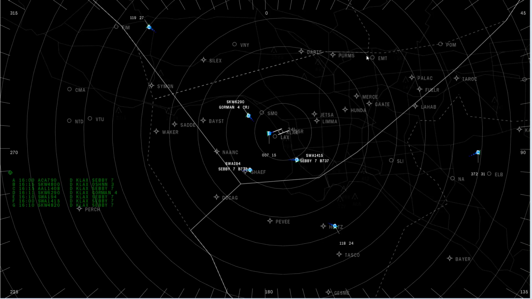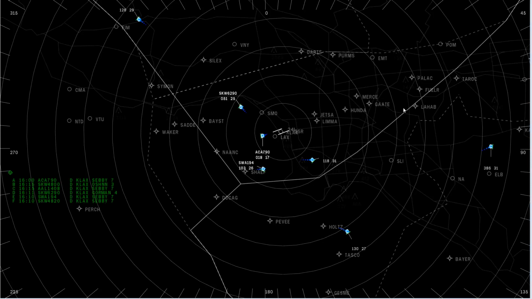Departure, Air Canada 790 with information Alpha at 800s climbing to 5000s. Air Canada 790, radar contact. Air Canada 790, climb and maintain 13,000. Climb and maintain 13,000 Air Canada 790. Southwest 1415, contact center on 127.1. Contact center on 127.1 Southwest 1415.